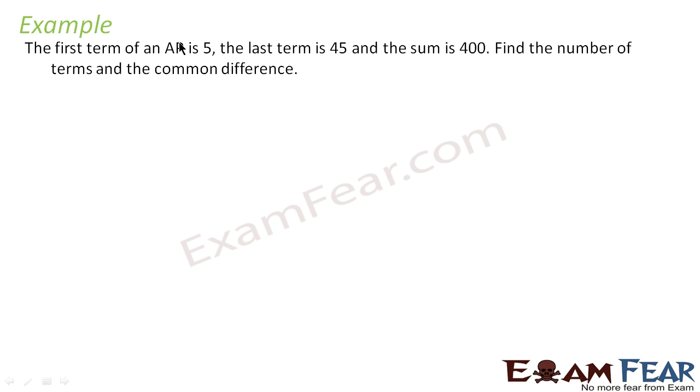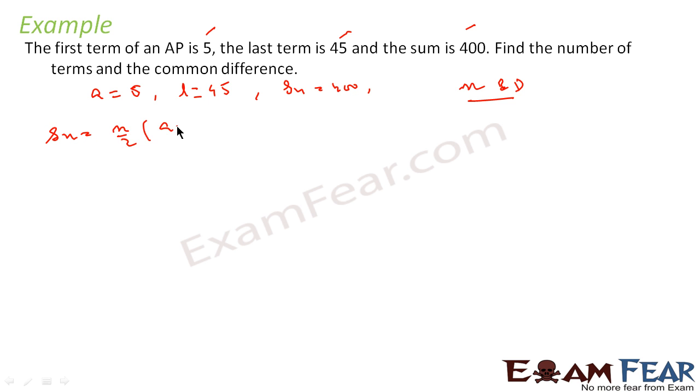The first term of an AP is 5, the last term of the AP is 45, and the sum is 400. Find the number of terms and the common difference. That is, a = 5, l = 45, Sn = 400. We have to find n and d. We know that Sn = n/2 (a + l), or 400 = n/2 (5 + 45), or n = 400 × 2/50. So n is 60.